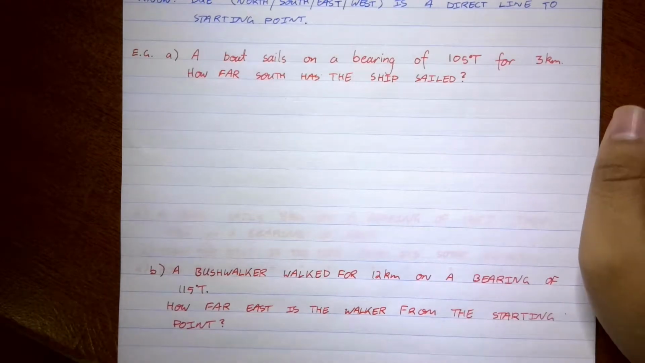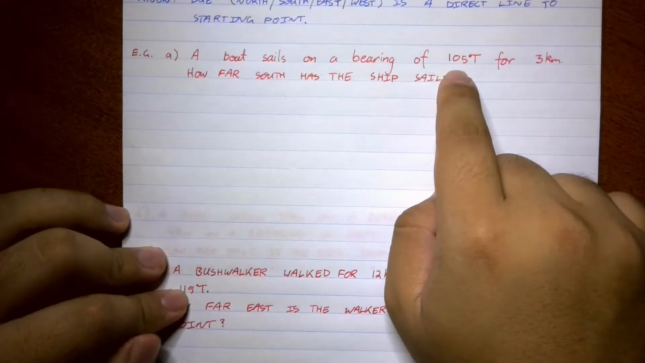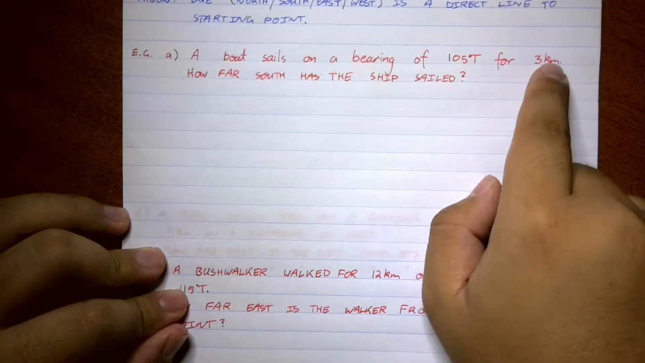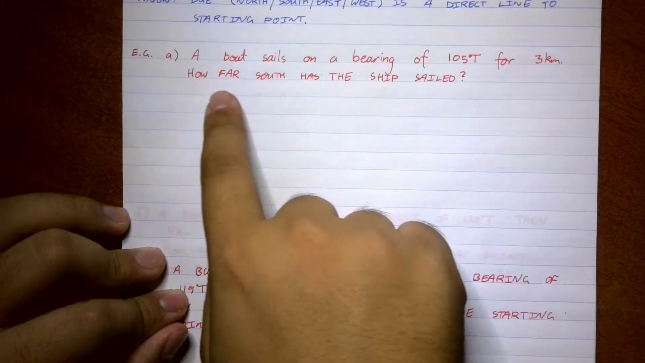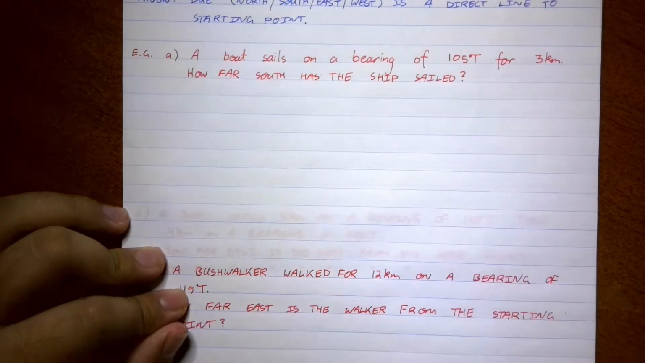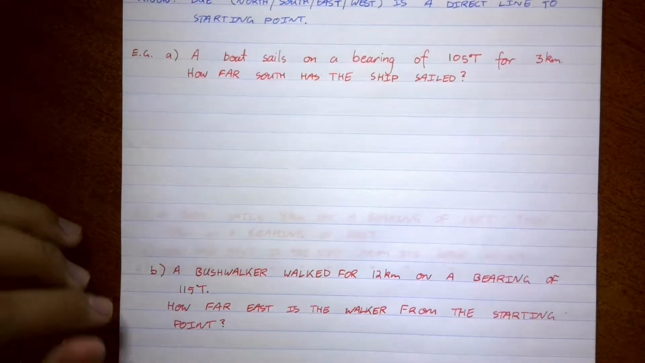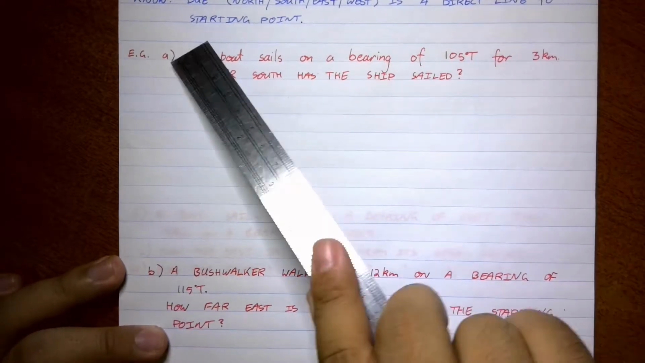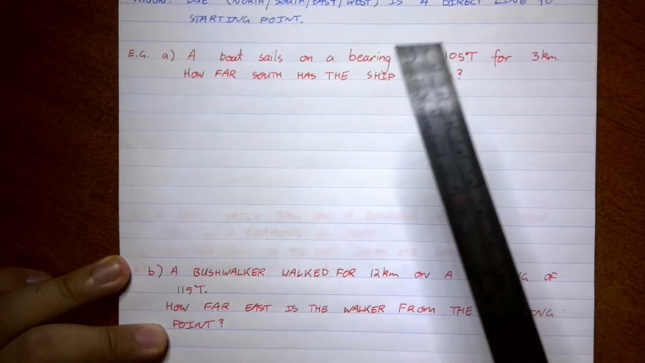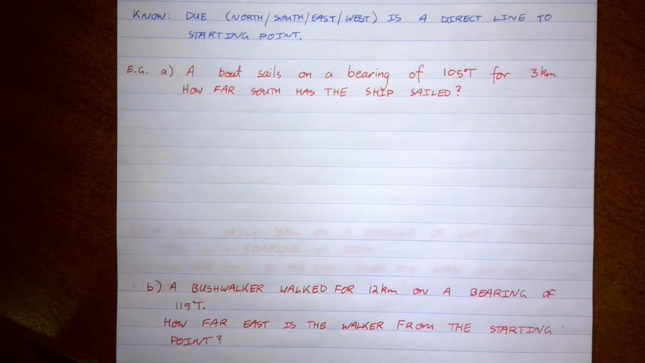A boat sails on a bearing of 105 degrees true for 3 kilometers. How far south has the ship sailed? Okay, so first we need to interpret this description into a graph.